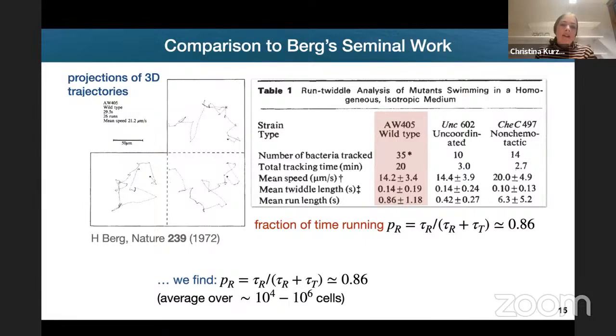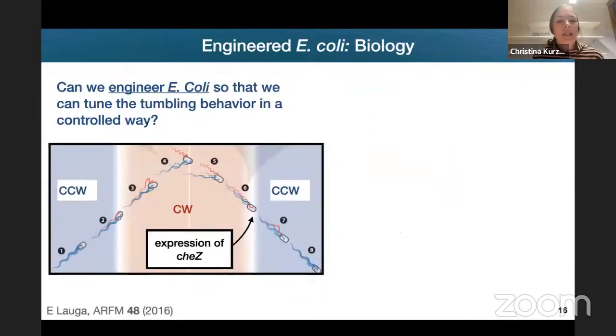So anyways, now that we have a method that we think works, we can move to some engineered strains. Here, as I've told you before, we're interested in this transition of how cells change from a clockwise rotation of their motor, from a tumbling state to a run phase. And the question that we ask is if we can engineer E. coli in a way so that we can tune this tumbling behavior, okay?